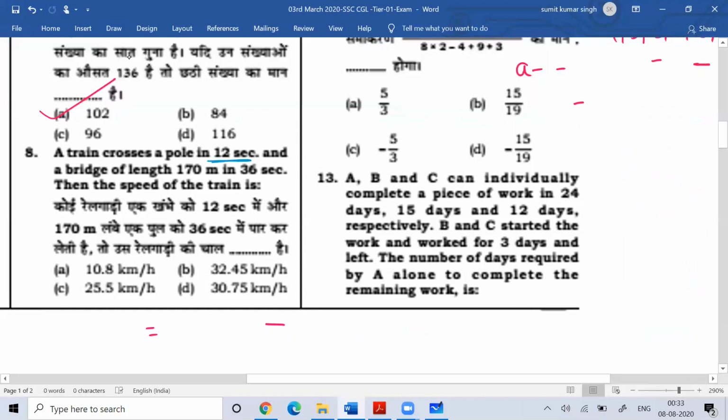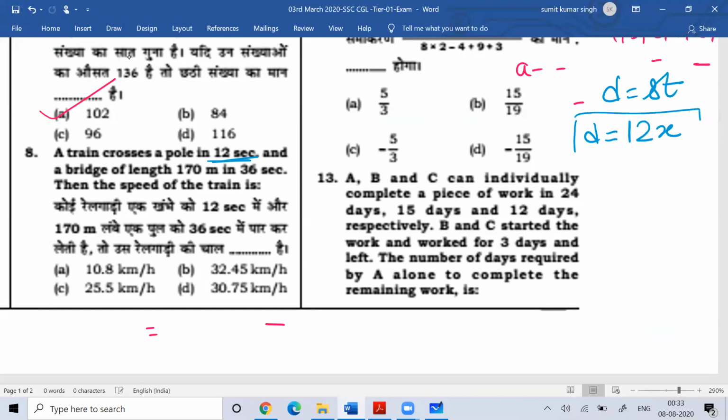So a train crosses a pole in 12 seconds. Distance is equal to speed into time. Suppose the speed of the train is x meters per second. So the length of the train will be 12x. Here the distance is the length of the train. A train crosses a pole in 12 seconds and a bridge of length 170 meters.